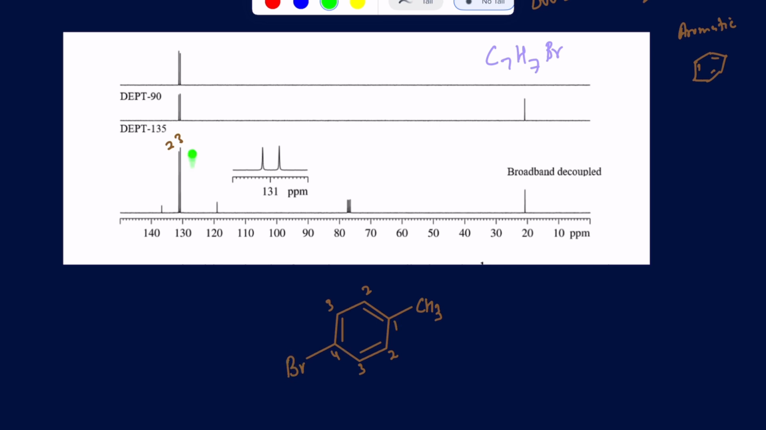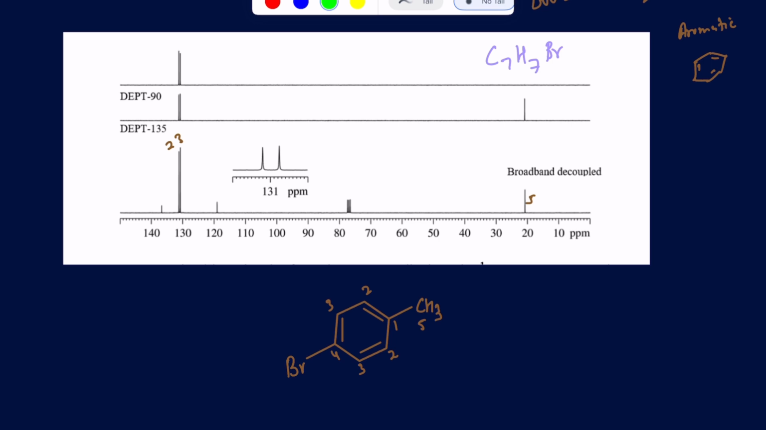So you have 4 signals in the aromatic region, but then you also have a signal that's this one right there at 20. That means the signal around 20 should be fairly shielded, and it might be a carbon attached to a bunch of hydrogens and maybe another carbon atom, and that is going to be this one right there. So I can call this carbon number 5.